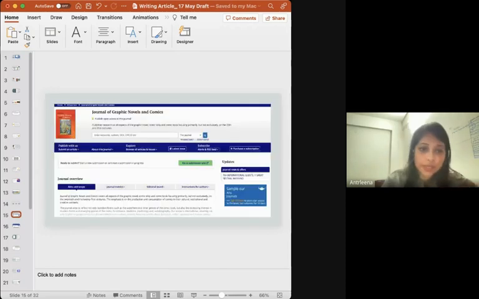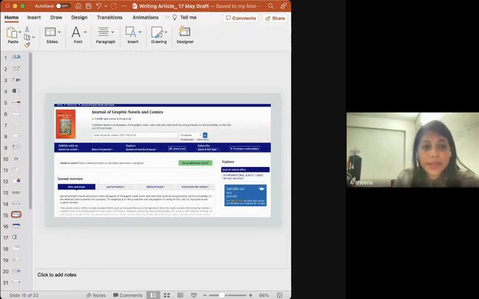For instance, this is a journal. This is a Taylor and Francis journal, and it's called the Journal of Graphic Novels and Comics. So if you look at the screen, you can see journal overview. Look a bit towards the middle of the screen, and you can see journal overview. So see the aims and scope of the journal are given. What is the aim of this journal? And here it writes that Journal of Graphic Novels and Comics covers all aspects of the graphic novel, comic strips and comic books, focusing primarily, but not exclusively, on the 20th and the 21st centuries.